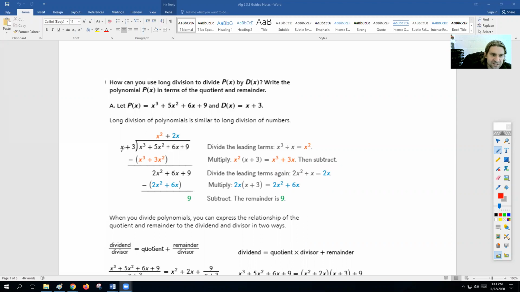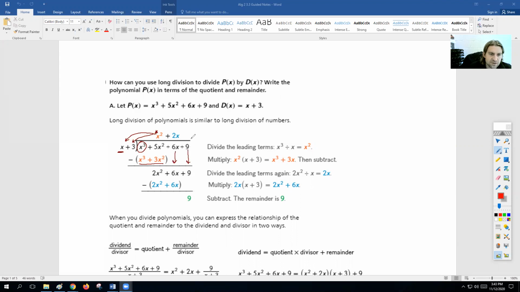is we're going to go through and see, okay, x, what do we have to multiply x by to turn it into the next term? To turn x into x cubed, we need to multiply by x squared. So we'll distribute that x squared, which gives x cubed plus 3x squared, and then we subtract. X cubed minus x cubed goes away. 5x squared minus 3x squared goes down to 2x squared. And then we drop everything back down.